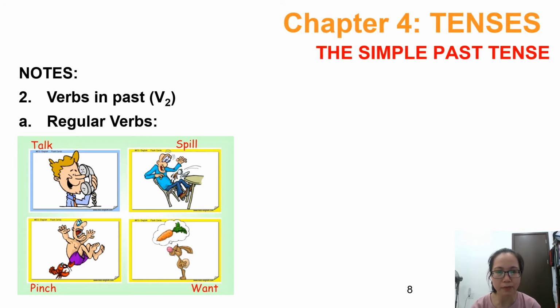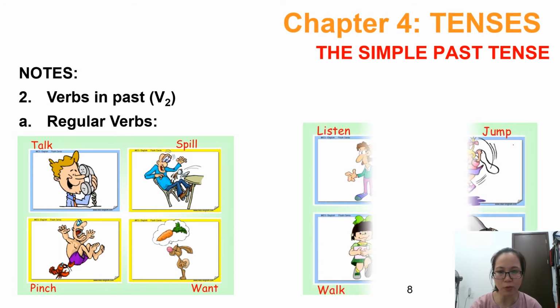And how about the next verb? Spill. And what is its form? Okay, spilled. That's great. Okay, next, pinch. What is the past form? Pinched. Yes, that's right. The next word, want. Wanted. That's correct. Okay, very good job.